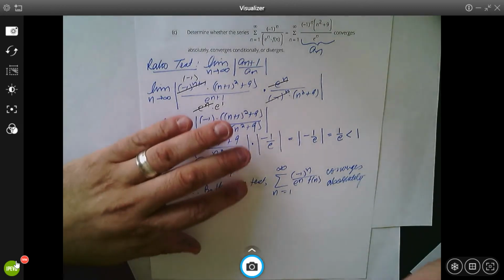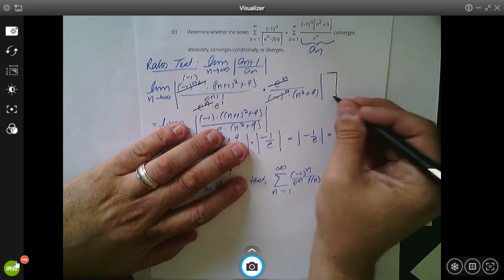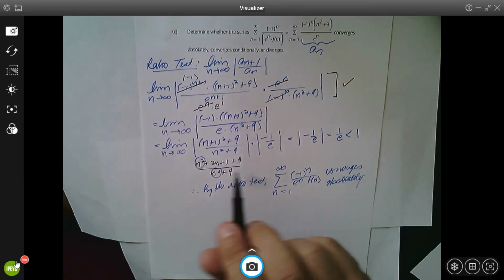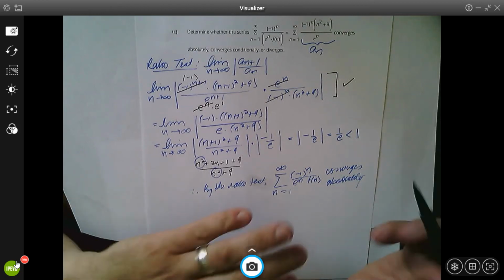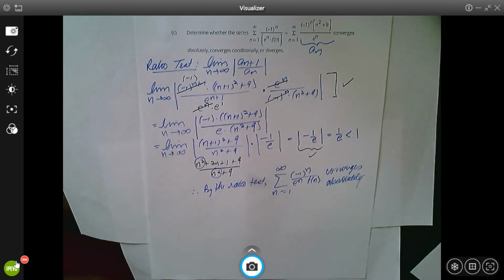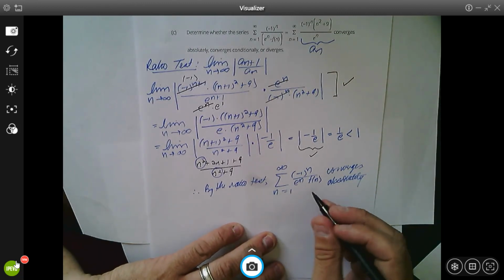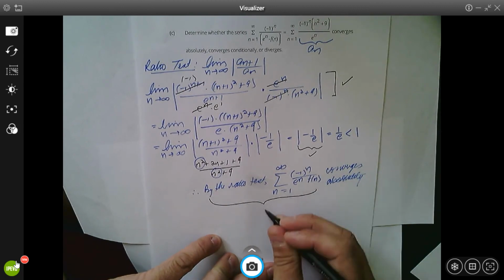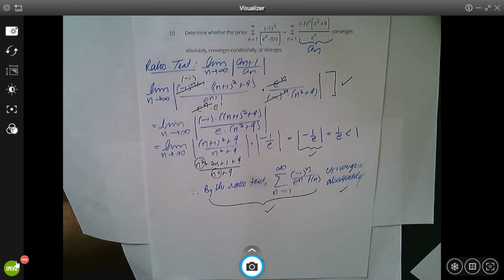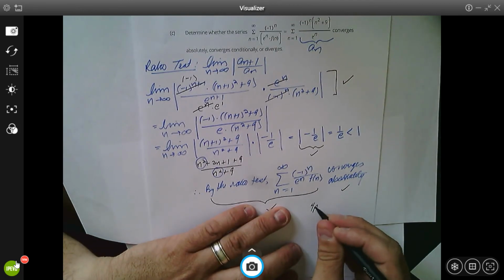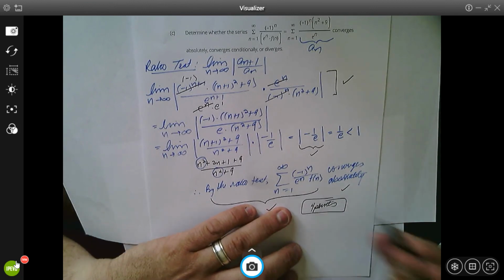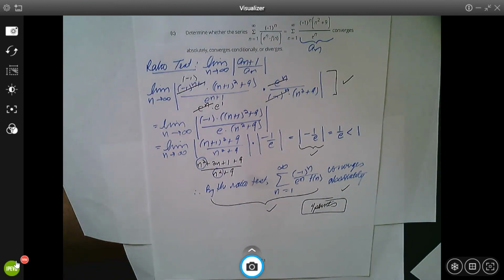Okay. So they awarded 1 point for the setup of that initial limit. Then they awarded another point for coming up with your ratio. And then there was one more point for identifying that your series converges by the ratio test. And then 1 point for the absolute convergence piece. 4 points. Not too bad.